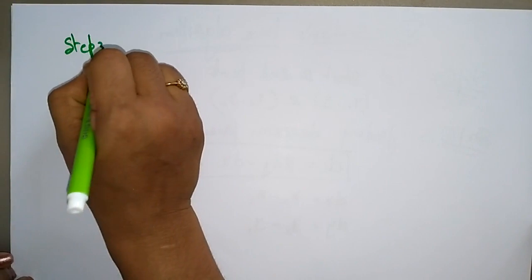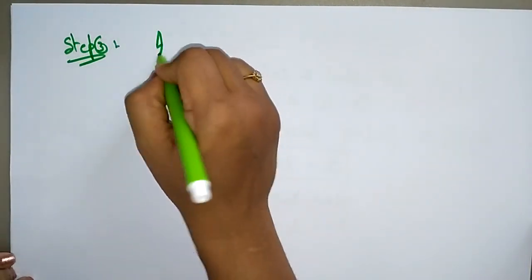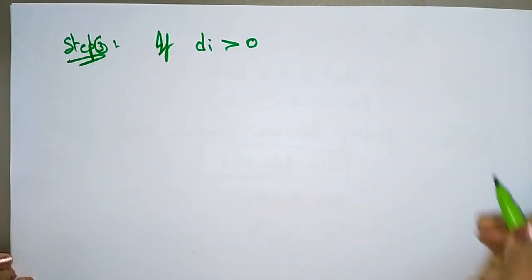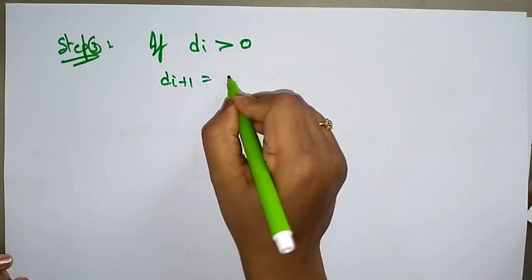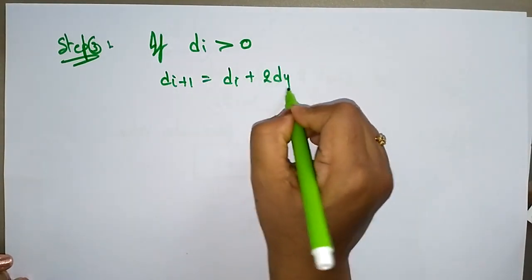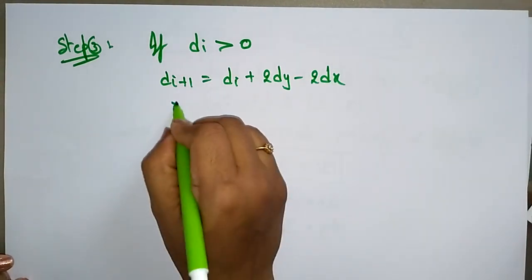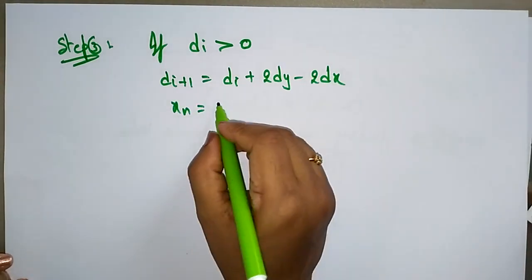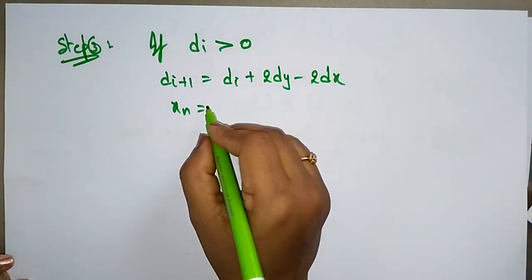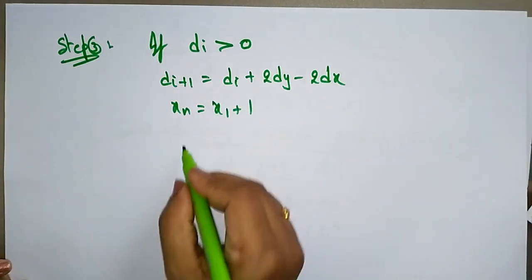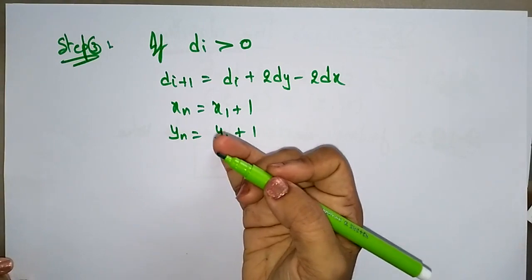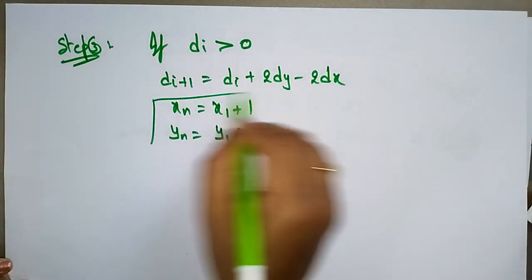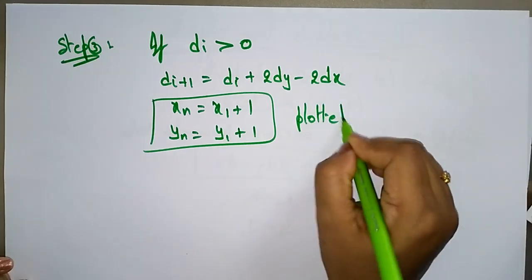Next, step 3. Suppose the decision parameter di is greater than 0, then what you have to do? You take di+1 = di + 2dy - 2dx, and xn, the next x value, is x1 + 1 and the y value is y1 + 1. Here y1 and x1 are the previous values. This point has to be plotted on the graph.